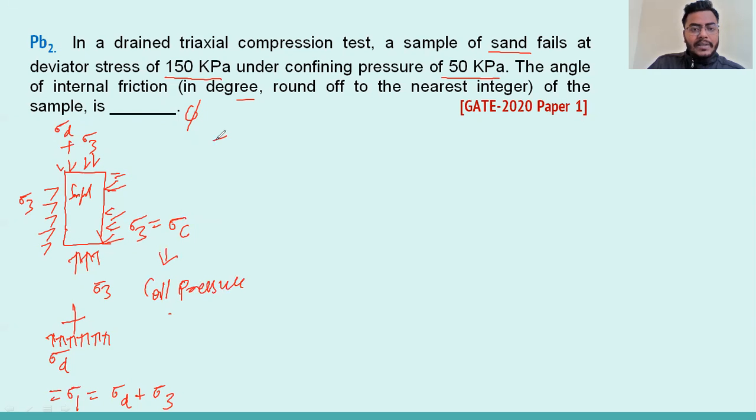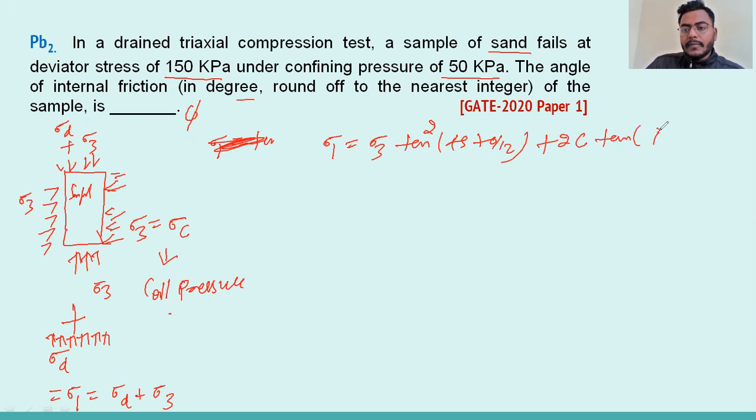And there is a relation between sigma 1 and sigma 3, that is sigma 1 is equal to sigma 3 tan square (45 plus phi by 2) plus 2c tan (45 degree plus phi by 2). So this relation is very important when you are working in triaxial test, right? Where phi and c are the shear strength parameters for soil.